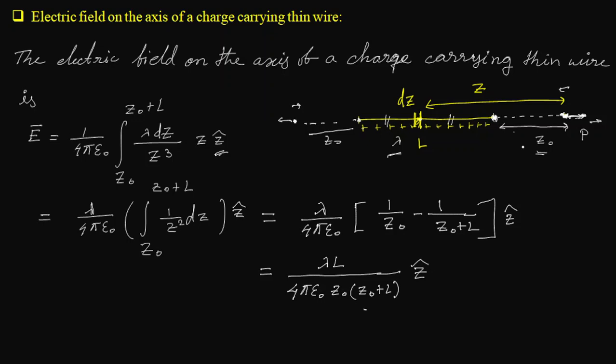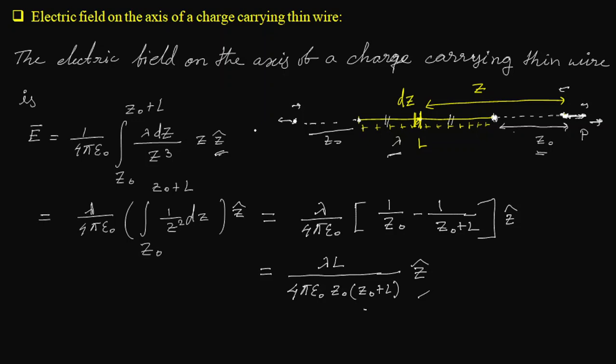And if it is on the right side, and if the source charge is positive, then it will be towards the right. In this case we have considered this as the z cap direction, so that's why I've written plus z cap. If you consider a point on the left side of this wire, then it will be towards the left, minus z cap direction.